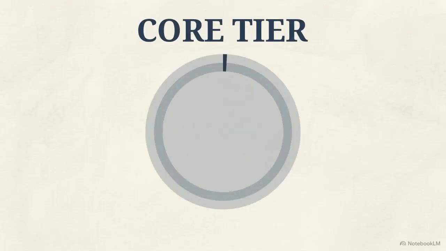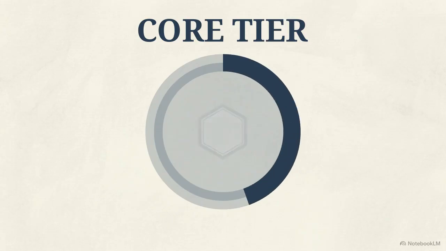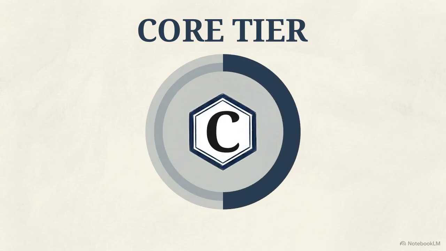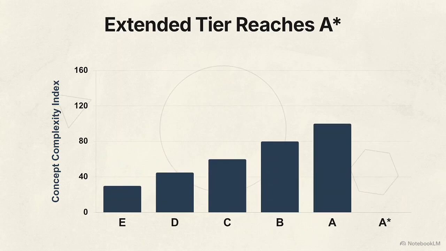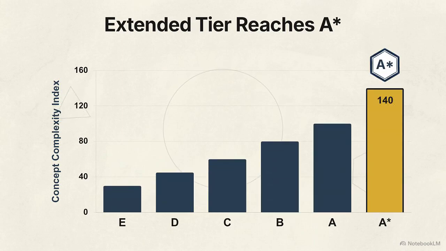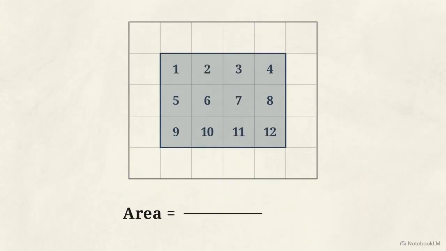The core tier focuses on foundational skills and limits results to a maximum of a grade C. The extended tier introduces advanced concepts and is the specific path required to reach the A-star grade. On a 1-mark core question, the requirements are simple. For a shape on this grid, you count the squares and write down the area. If you write 12, you get the mark.